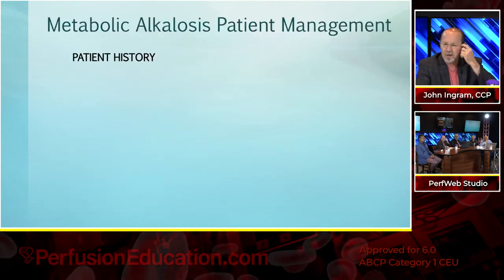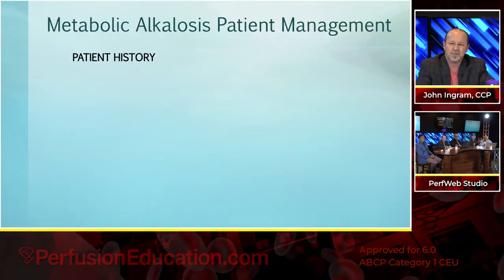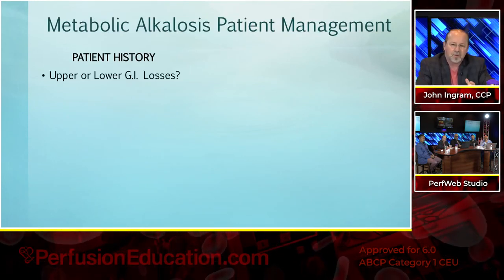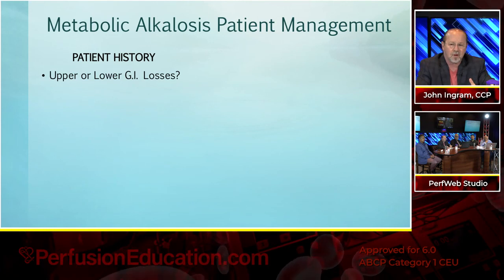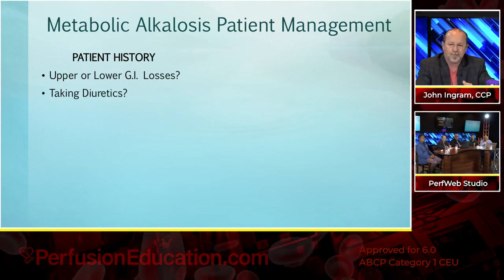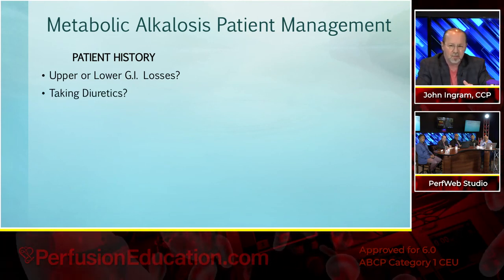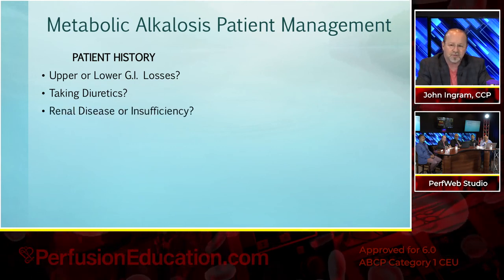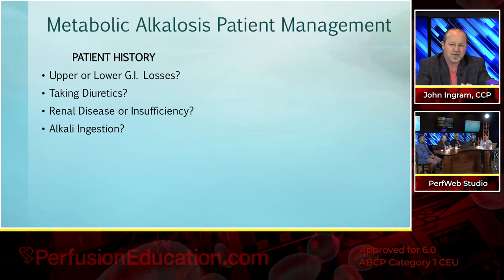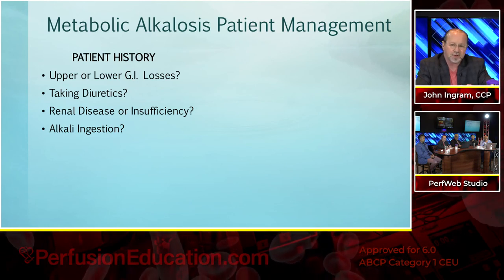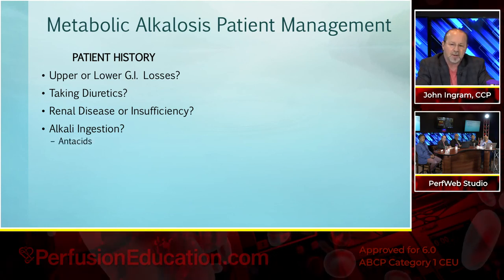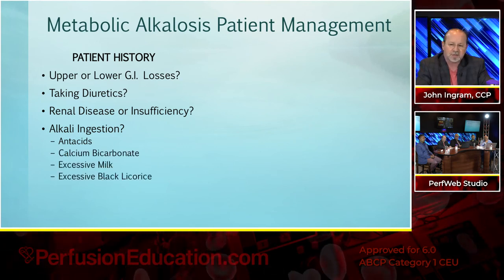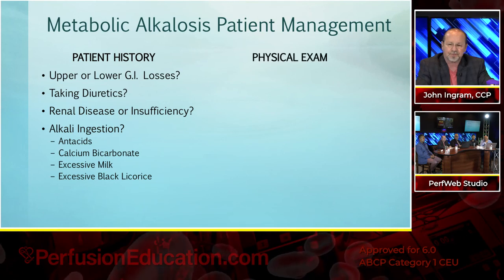So how are we going to look at a patient? How are we going to manage the patient? Patient history. First question, are we having any upper or lower GI losses? Vomiting, diarrhea? Is the person taking diuretics? Does the person have any renal disease or renal insufficiency? Did they ingest anything, alkali ingestion? This might be antacids, calcium bicarbonate, which is usually for osteoporosis, excessive milk, and excessive black licorice.